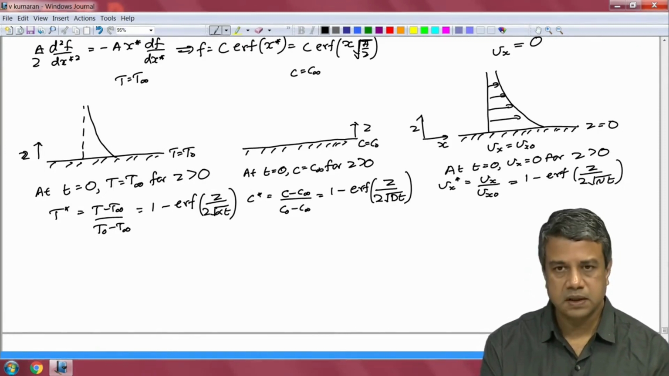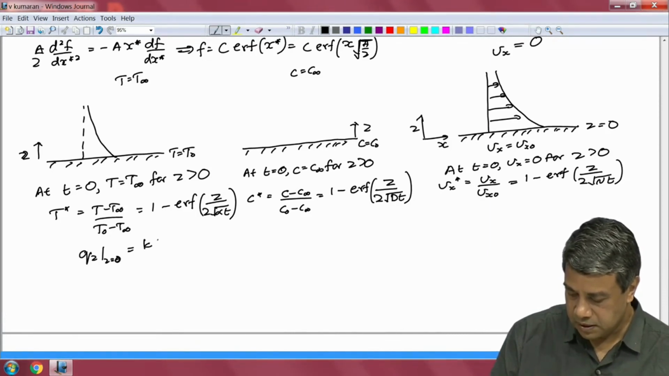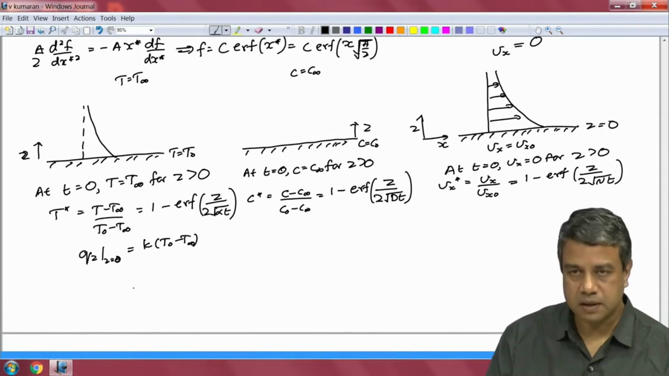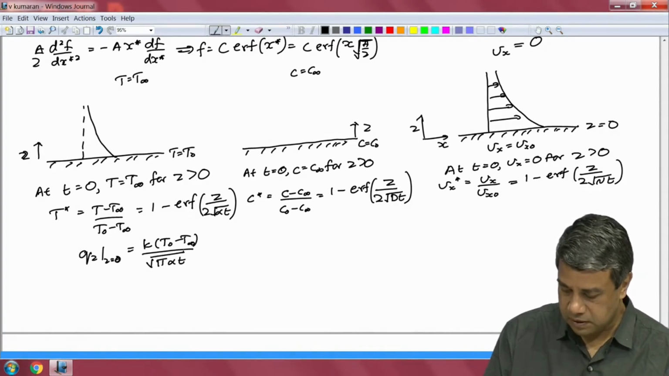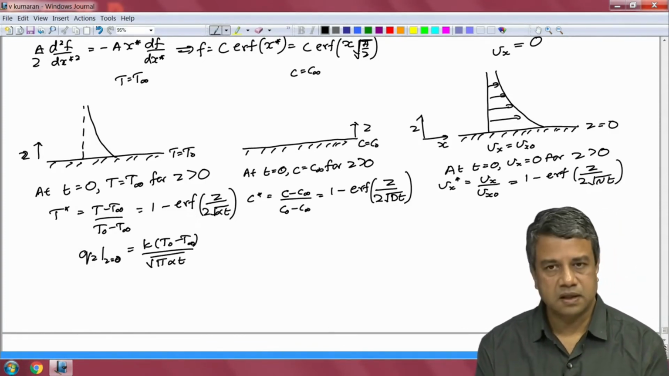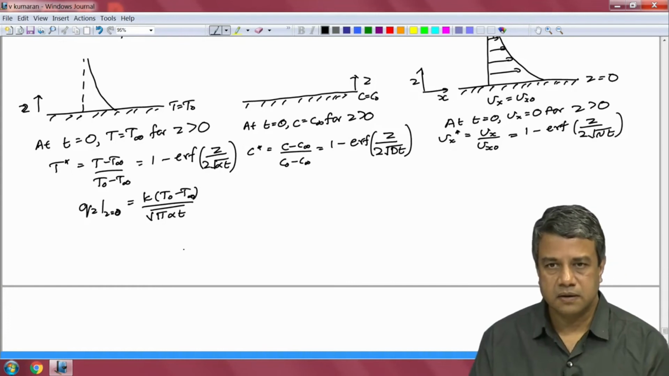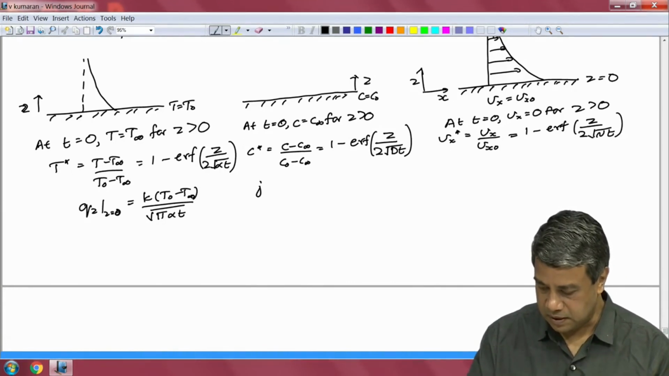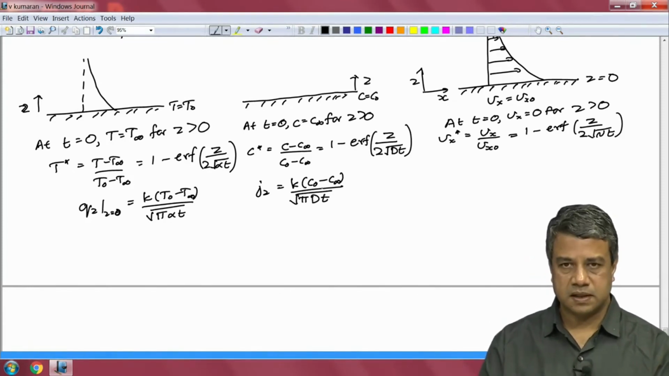And if you recall, we had got the solution for the flux qz at z is equal to 0, which is equal to k into T naught minus T infinity, by root of pi alpha t. That was the flux at the surface. That flux decreased with time as t power minus half. You can get the expression for the mass flux in a similar manner. Jz is equal to k into c naught minus c infinity by root of pi D t. You will get exactly the same relation.